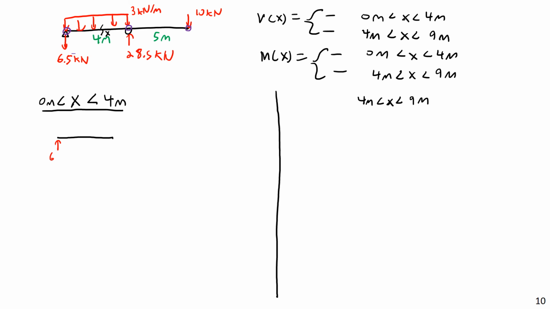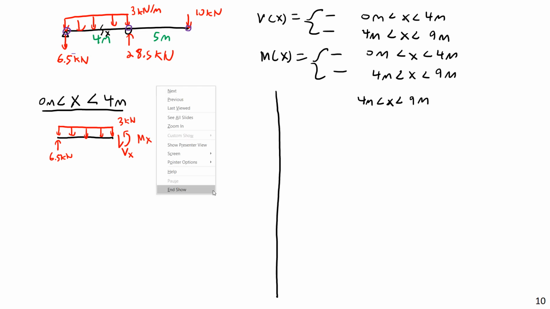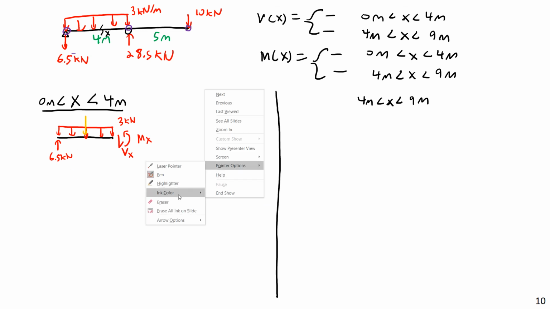We're going to have a 6.5 kilonewton force. Then we'll have a 3 kilonewton per meter force distributed across the top. And then we'll have, again, I'm assuming positive shear V, some V at x, and I'm assuming positive moment, M of x. And I do want to use the equivalent point load of this distributed load, and that's going to be, well, again, this entire thing is going to have a length of x, so I probably should draw that out.